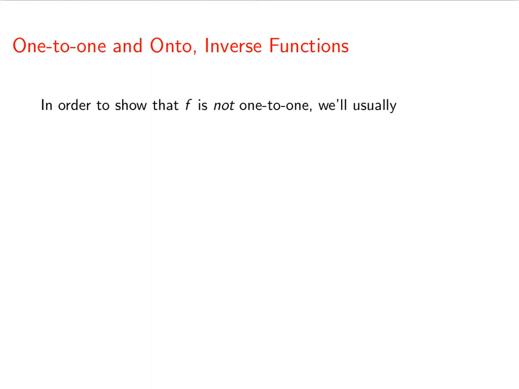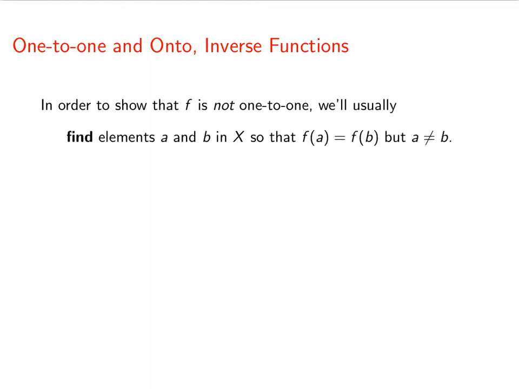Now in order to show that f is not one-to-one, we'll usually find elements a and b in X so that f of a is equal to f of b, but a is not equal to b.